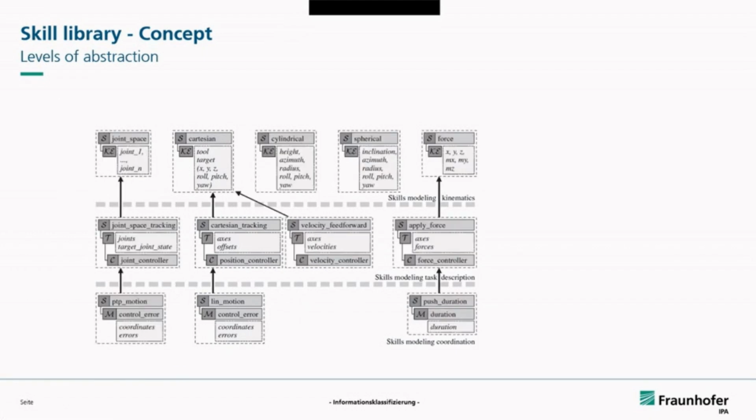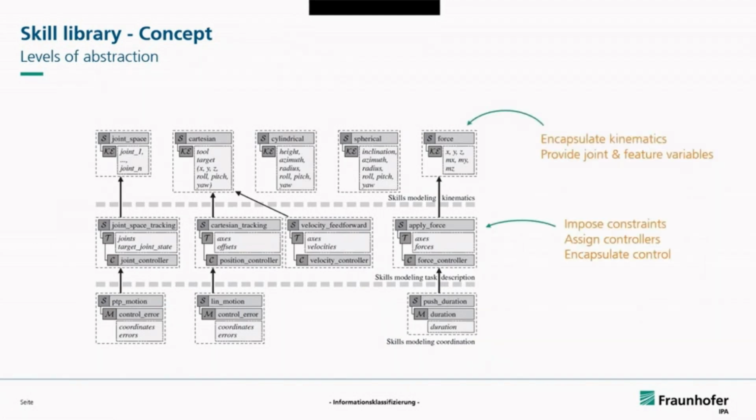But instead of adding a position controller, you could also add a velocity controller, which then just also inherits from the Cartesian skill. The same, for example, you can also do with a force skill, where you first model the force measurement with the force skill, then use an apply force skill together with a force controller, and then also add a push duration skill by adding a monitor for duration.